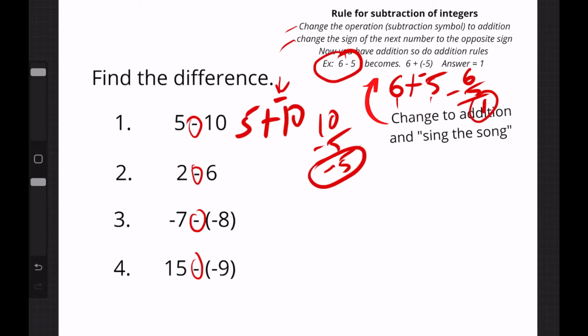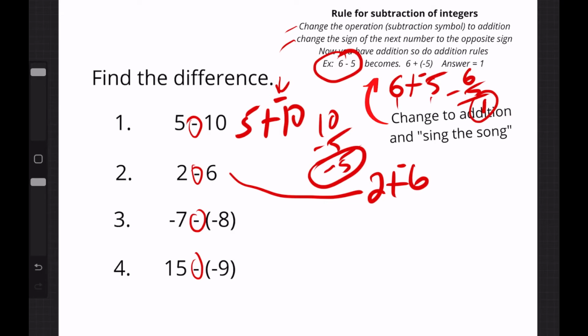Let's go to the next one. 2 minus 6. We're going to do this one over here. 2 minus 6. Well, we're changing that subtraction operation to addition, and we're changing the sign of the next number to negative. Now we've got 2 plus -6, and we can use our little song. Same signs, add and keep, different signs, subtract.